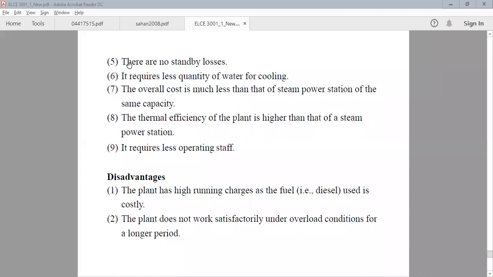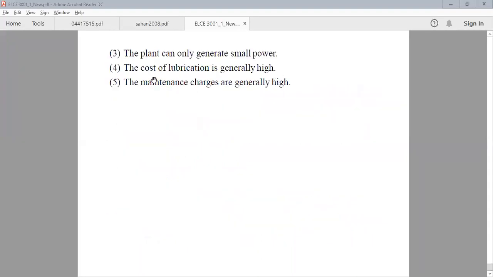This type of plant doesn't work satisfactorily under overload conditions for a longer period of time. The plant can only generate small power. Cost of lubrication is generally high. Maintenance charges are generally high. These are the disadvantages of the system.